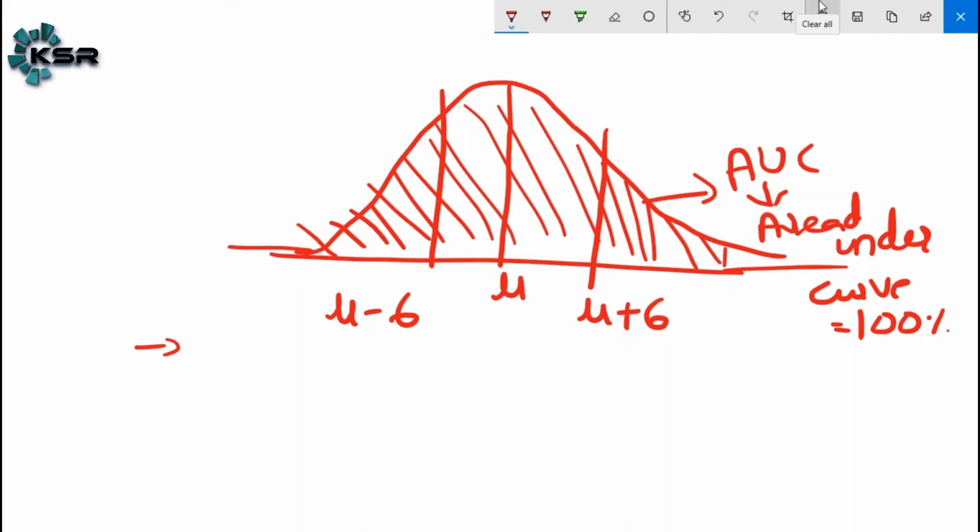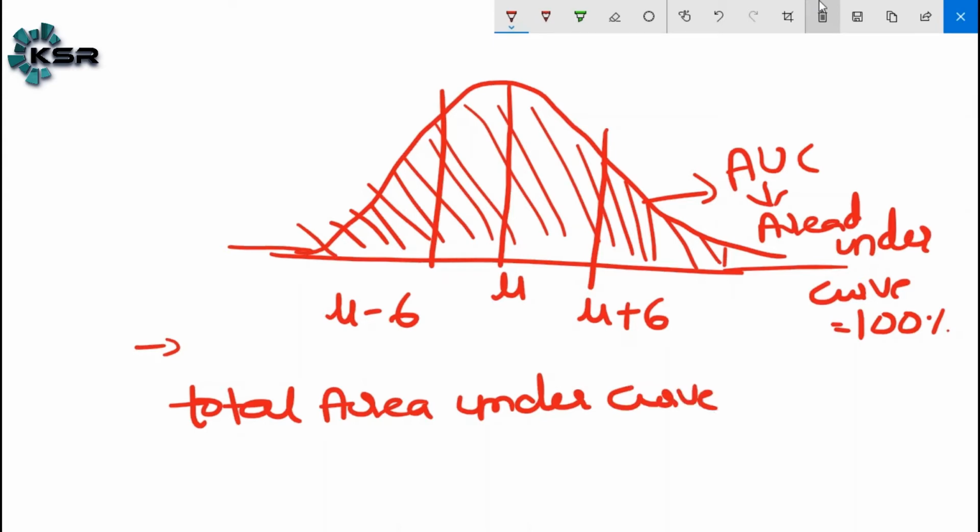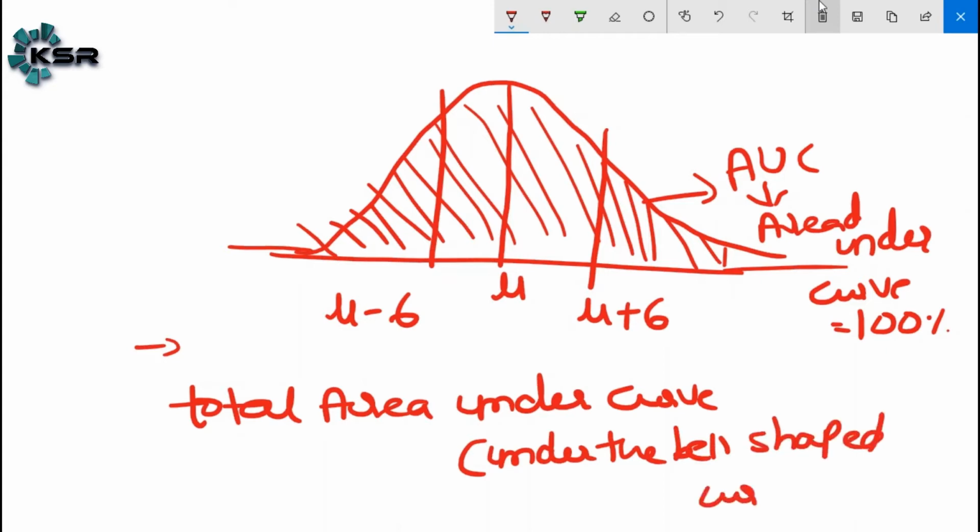Okay. First, if you have any doubt, let me write it down. Total area under the curve. Under the curve means under the bell-shaped curve. The total area under the bell-shaped curve will be 100%.